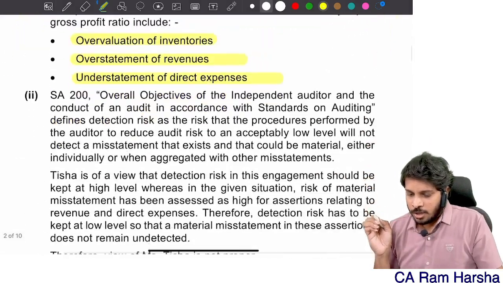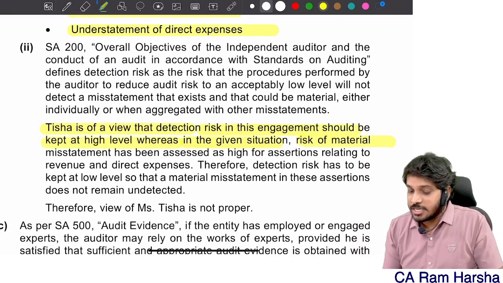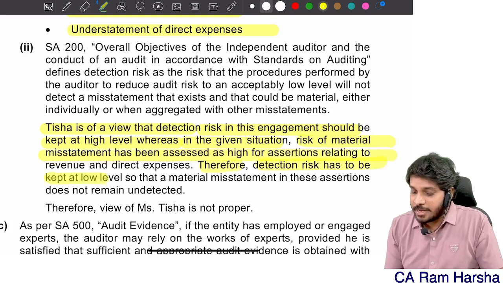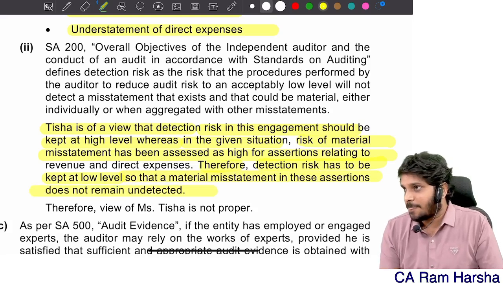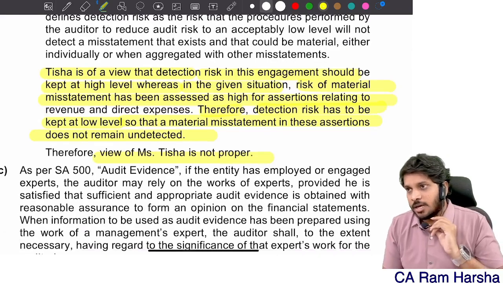Yes or no? Second one, Tisha is of the view that detection risk in the engagement should be kept at a high level, whereas in the given situation, risk of MMS has been assessed as high for the assertion. Therefore, detection risk has to be kept at a low level so that MMS in this assertion does not remain undetected. Therefore, the view of Tisha is not proper.